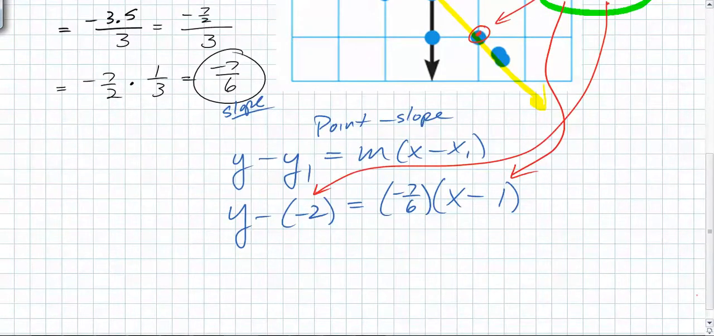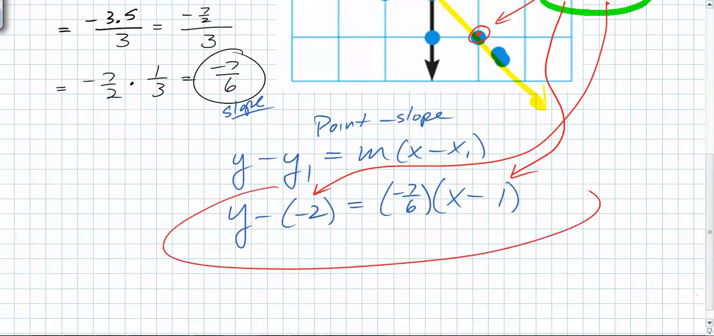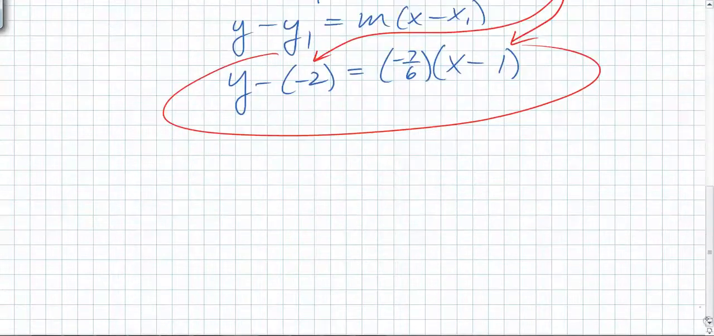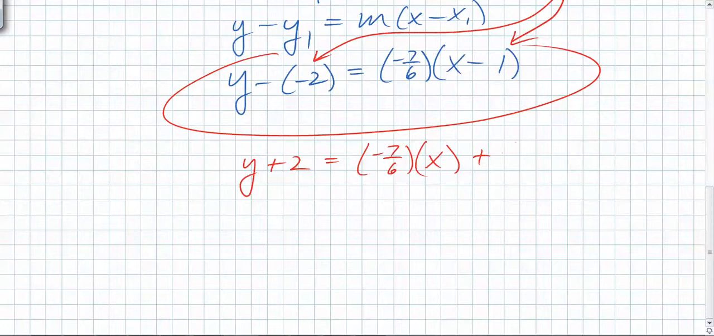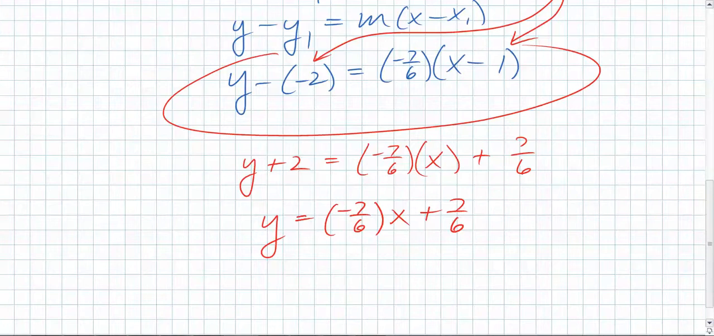So if I just wanted the equation of the line and I didn't specify what form it's in, you could just stop right there. If you wanted to convert it to slope-intercept form, you need to isolate y. So you have y plus 2 is equal to -7 over 6 x plus 7 over 6, because that's -7 over 6 times -1. Then subtract 2. So you're going to have y equals -7 over 6x plus 7 over 6 minus 2.